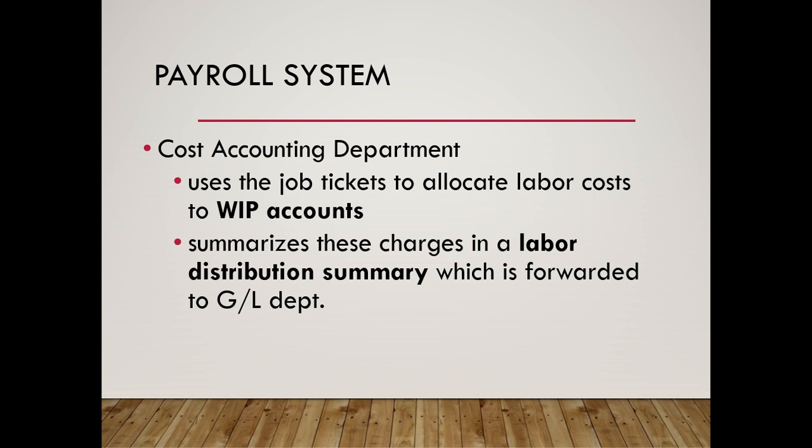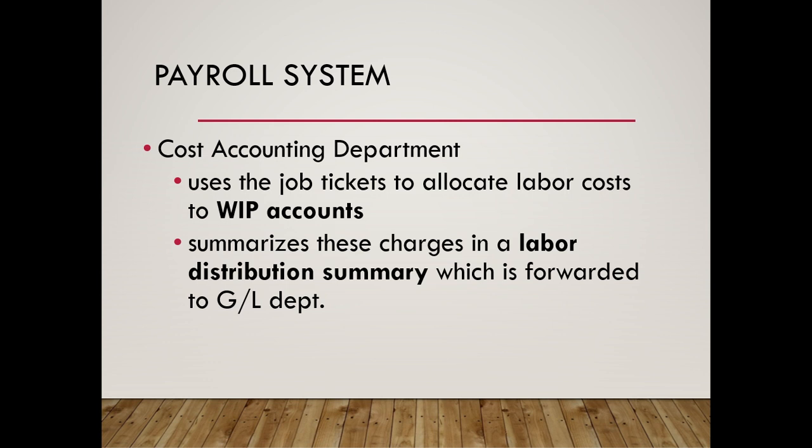So, after the production department is done with the job tickets as well as our time cards, it will be forwarded to the cost accounting department. Now, it uses the job tickets to allocate the labor costs to the WIP accounts, the work in progress accounts, okay? Are we clear on that? So, it will be in accordance with the usage of the labor.